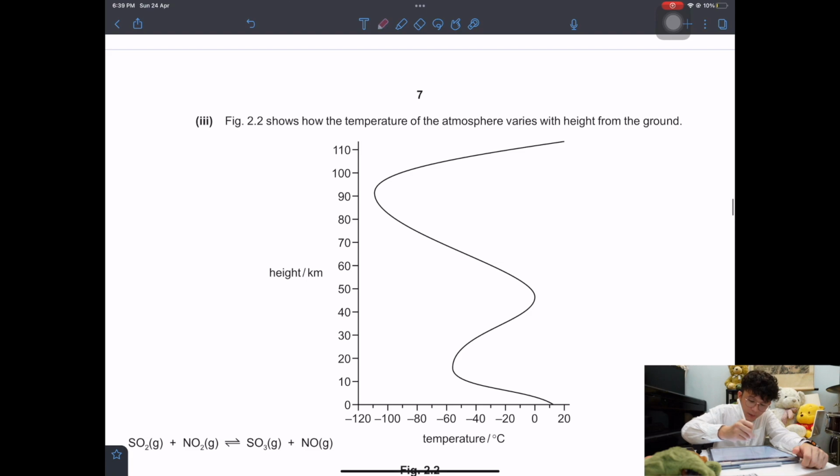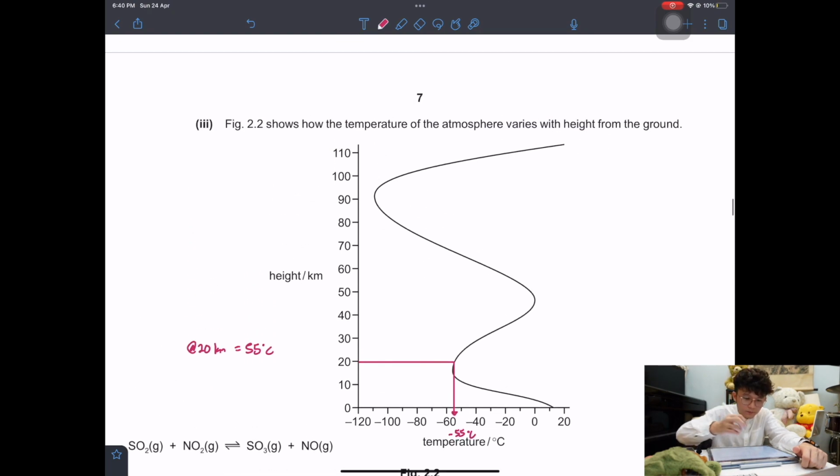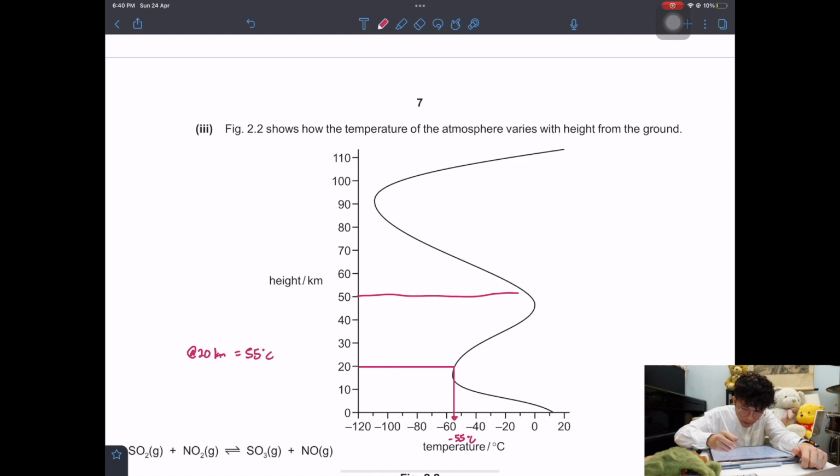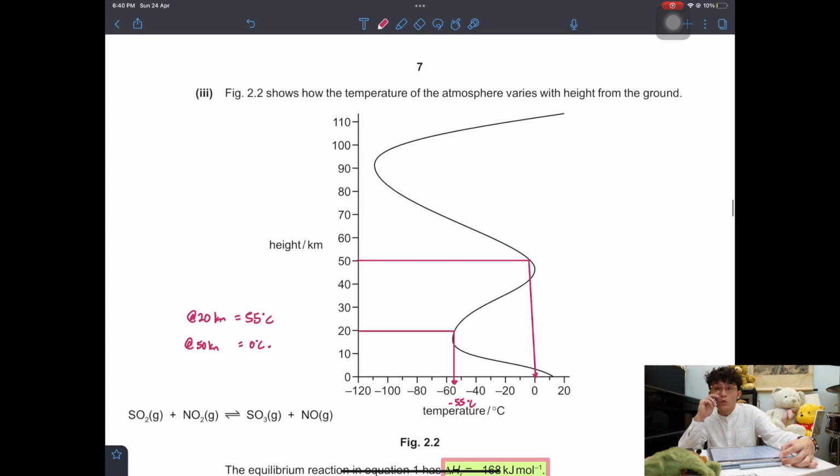Okay, so at 20 km, you can draw a line and pull it down. I believe the value is about negative, how much is it? -55 degrees. So at 20 km, it's -55 degrees. What about at 50 km? If you draw it from 50 km all the way and pull it down, I believe it's about 0 degrees. Correct, so we have the answer.